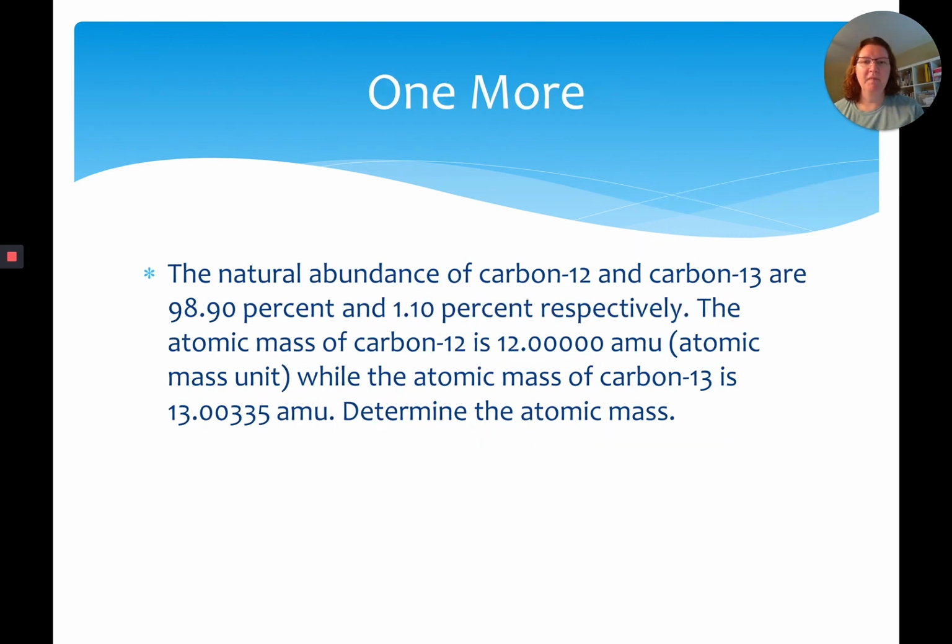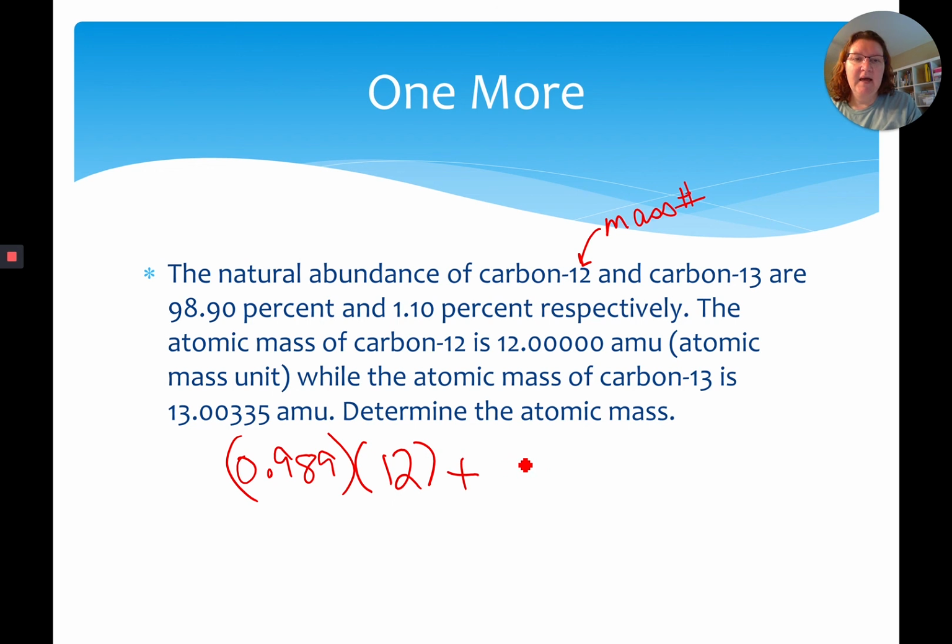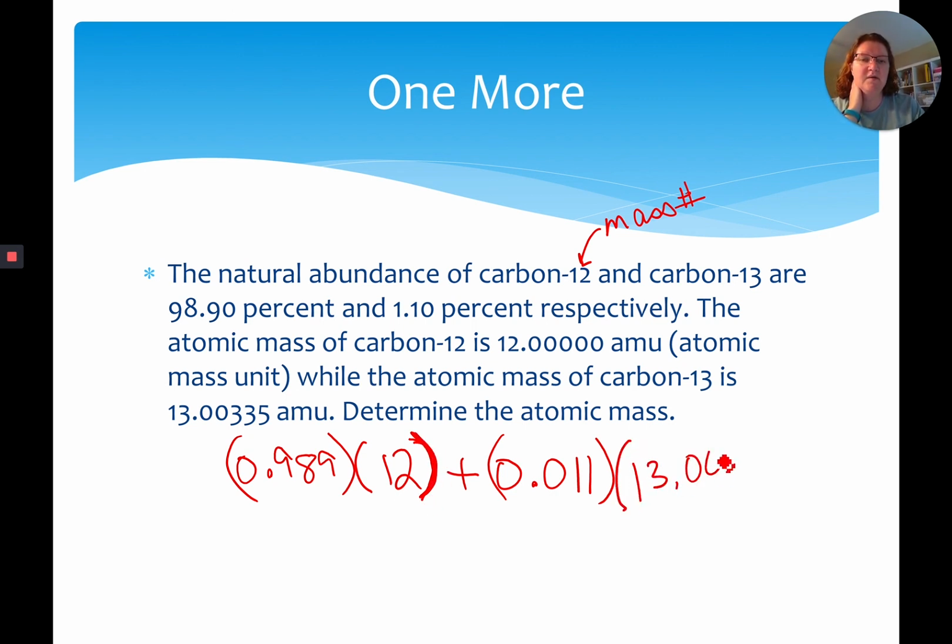We'll do one more. So I have carbon 12. That's the mass number, remember? So 98.9% of carbon atoms are carbon 12. So I take that and I make it a decimal, 0.989. I'm going to multiply it by 12.00000 atomic mass units. Plus, I would then have, well, only 1%. So be careful, 0.011. Make sure you keep that 0 in there. I'm sorry, that's a parenthesis. Times 13.00335.